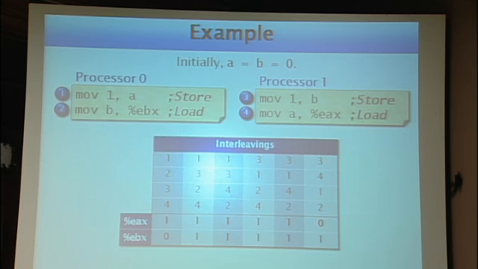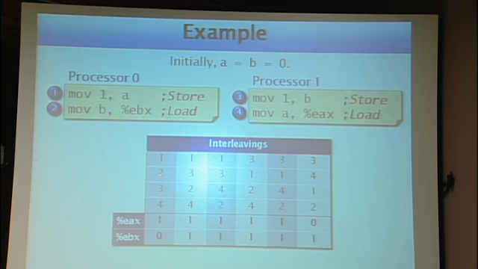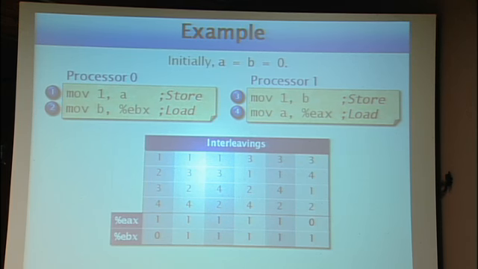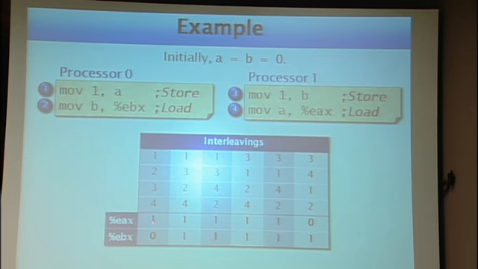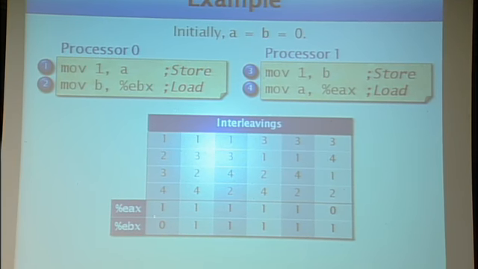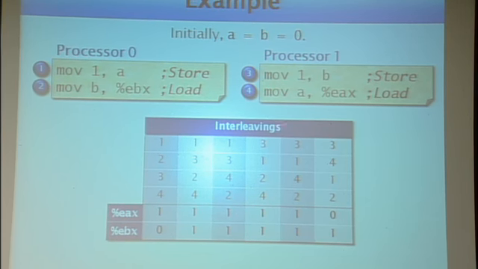So for example, if I execute first move 1 into A, and then I load into the register the value of B, and then I move 1 into B, and then I load the value of A, I get a value of 1 for EAX and a value of 0 for EBX, for this particular interleaving of those instructions. That's what happens if I execute these 2 before these 2.